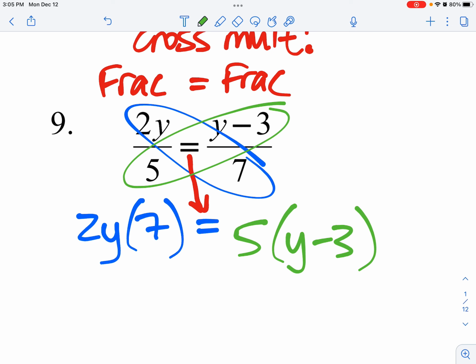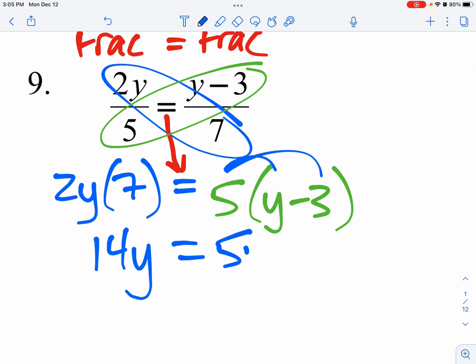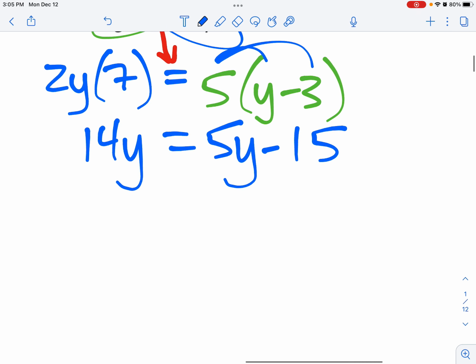Okay, now I just have to clean this thing up a little bit. So when you do 2y times 7, you get 14y. Keep the equal sign. And yes, on this side I will distribute. So that gives me 5y minus 15. So it's 5 times y gives you 5y, and 5 times 3 is 15. Keep this minus sign here. Now I just need to solve this.